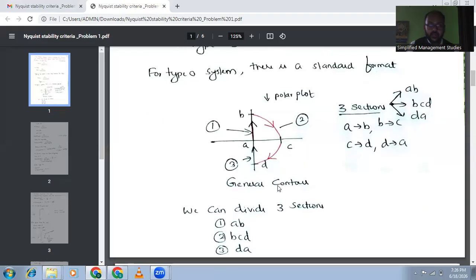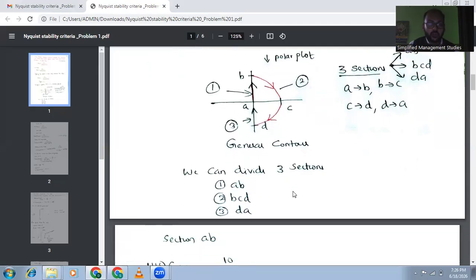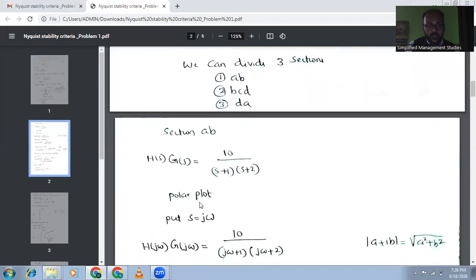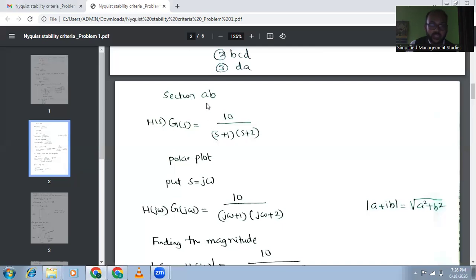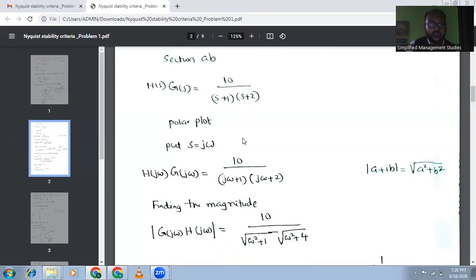Yes. Now we need to draw the Nyquist plot for each section. Three sections are available. Correct? I marked them separately. You people also work on it parallelly. So coming back to the plot for section AB, first of all, we have to draw the plot for section AB. So rewrite the transfer function G(s)H(s) = 10 / ((s+1)(s+2)), which is already given in the question.